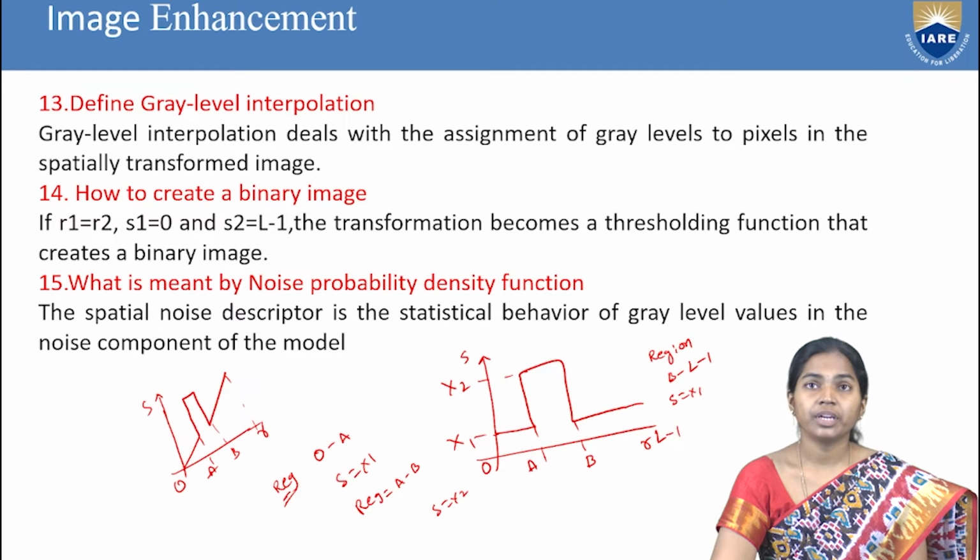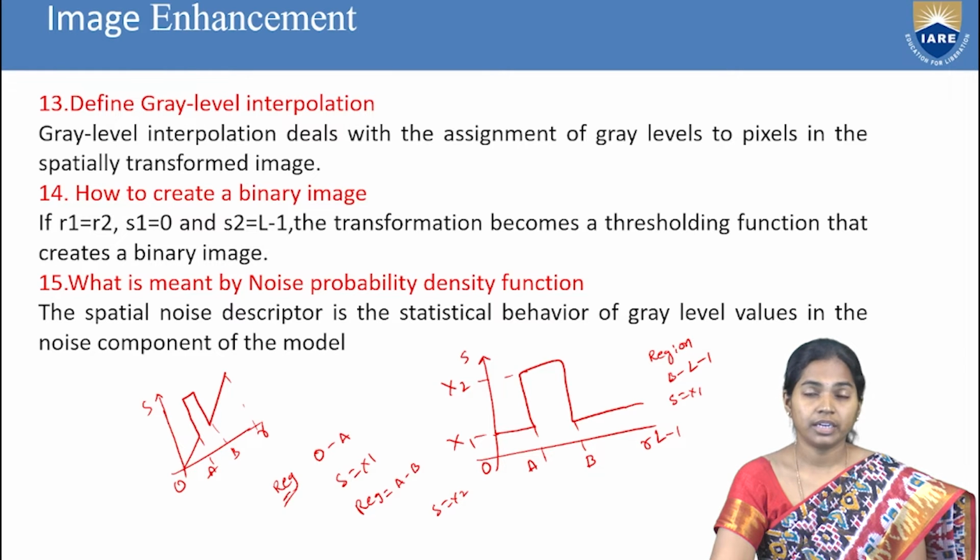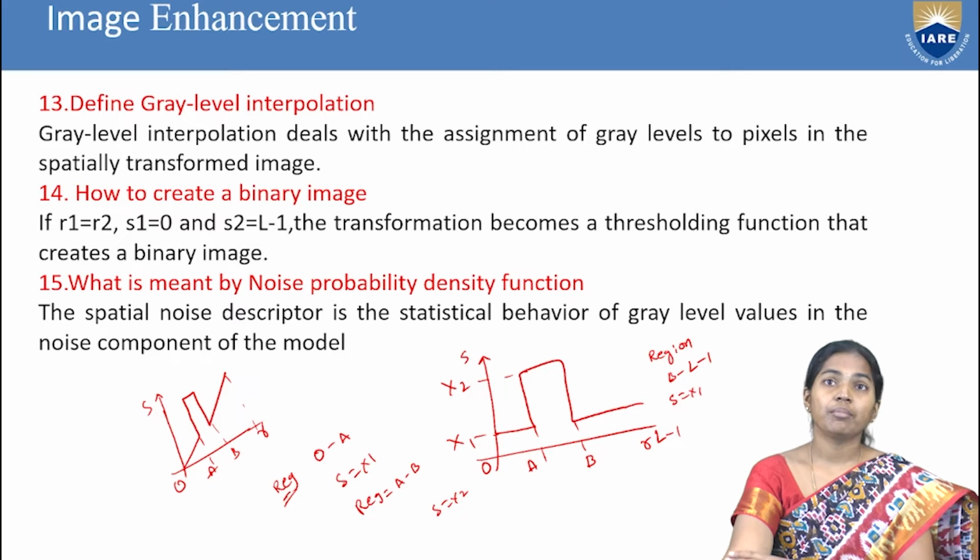Next, how to create a binary image. In this we need to consider a threshold value. If we assign some threshold value, pixels whose values are less than or equal to that gray level value are represented with 0 and the remaining pixels are represented with 1, and that is a binary image. If R1 equals R2, S1 equals 0 and S2 equals L minus 1, the transformation becomes a thresholding function that creates a binary image.